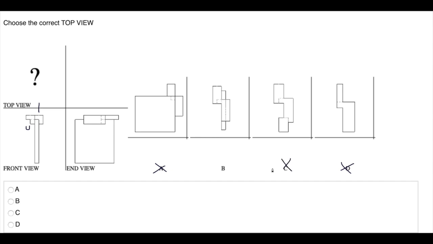And in B, it also has that long rectangular box. So it has to be B. This is the long rectangular box that I was talking about, which you can also see in the front view.